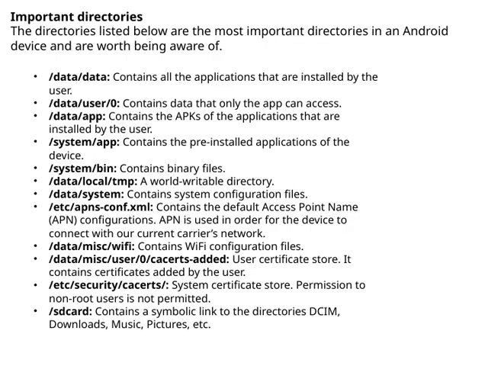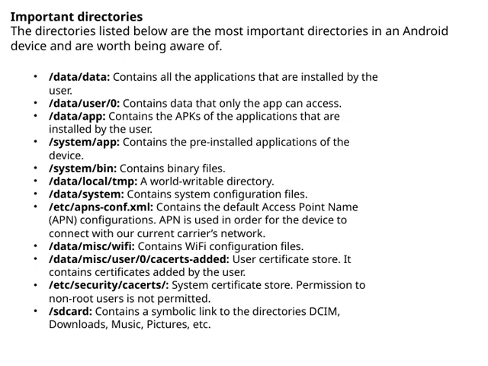The /system/app directory contains pre-installed applications that come with the device, often essential system apps. The /system/bin directory is where you'll find binary files. These are executable files that help the system run various processes. The /data/local/tmp directory is a world-writable space, meaning any app can write to it, which can be relevant for temporary data storage or debugging. The /data/system directory includes system configuration files, which are vital for the device's operation and settings.